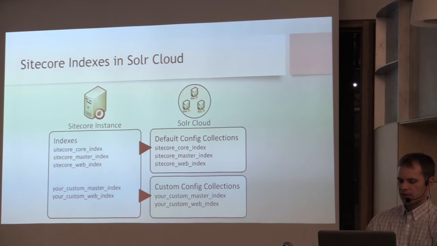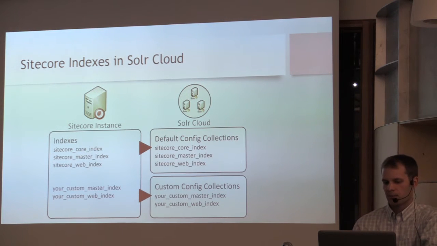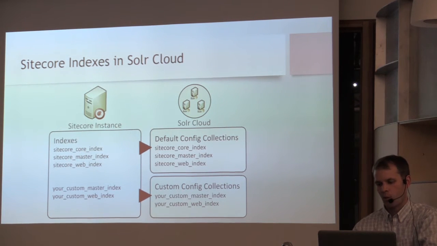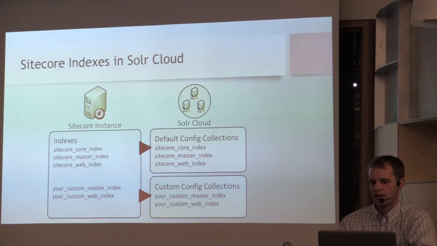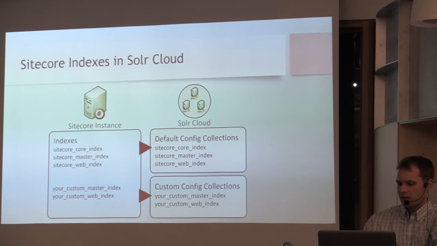The way these are represented in Solr Cloud is with collections. A best practice is to have one collection per index. I'm going to get into why later, but it's considered best practice to have one collection per index. Here we have this default config collection. This represents the default configuration that you generate out of Sitecore, that Sitecore's API uses when it queries these system indexes. That's when you do things like search out of the content editor, right? It's querying these indexes.